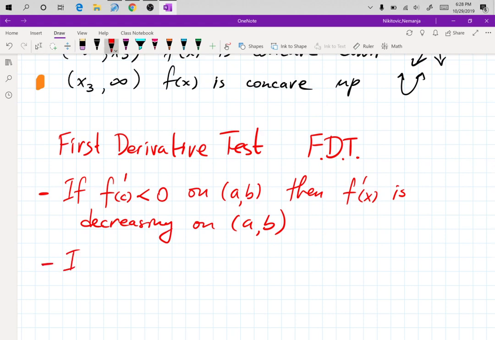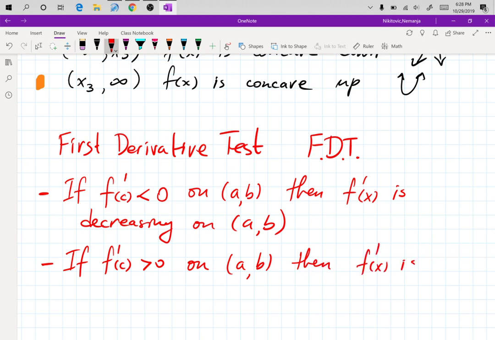Next statement: if f prime of c is larger than 0 on some interval (a, b), then f of x is, oh, holy nightmare, not prime, the original function. If the derivative is less than 0, the original function decreases. If the derivative is larger than 0, the original function increases. So f is increasing on (a, b).